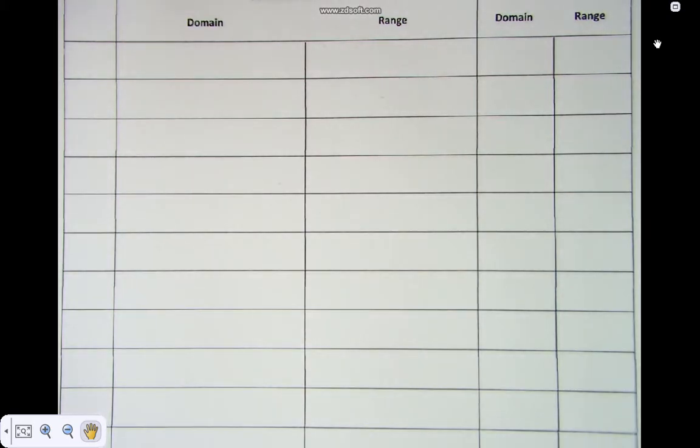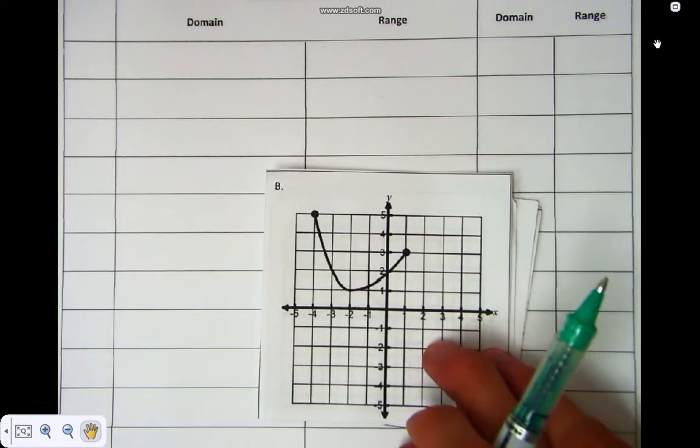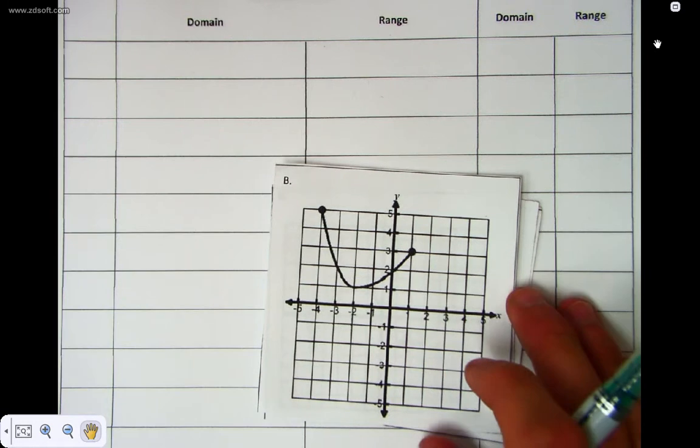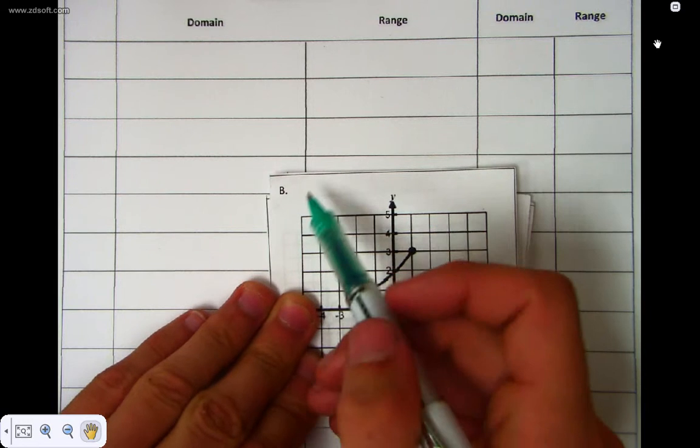So pretty much, domain and range is a fancy way of saying my x's and my y's. What I'm going to do here is go through a few of these problems with you guys, and I picked out 4 problems that are hopefully going to help you better understand this, okay? So, this one's going to be problem B.